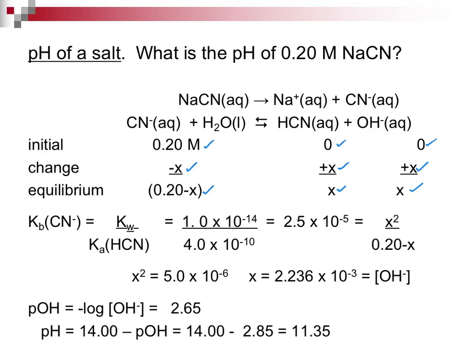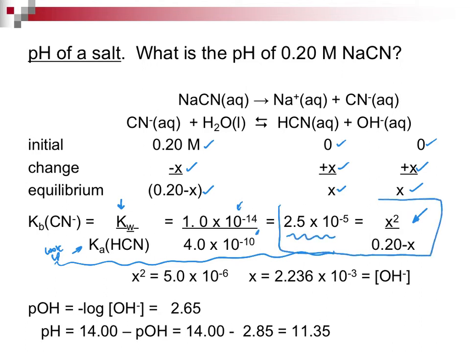What does it have in it? What is the X? All of this corresponds to what you see sitting over here on the far right: X squared over 0.20 minus X. What is all of this? Well, just like you had to find the Kb for F minus, or as we did for CN minus, we take the Kw of water, we look up the Ka of HCN, and we place our values in, and we do our math.